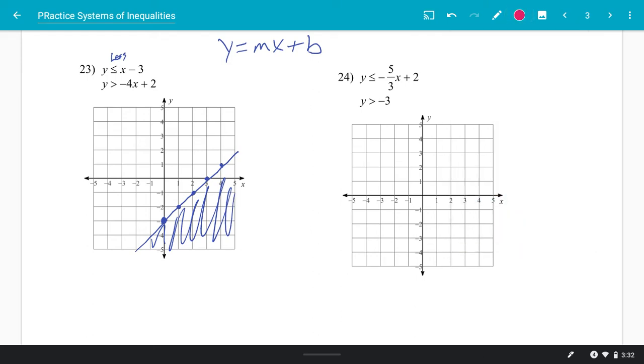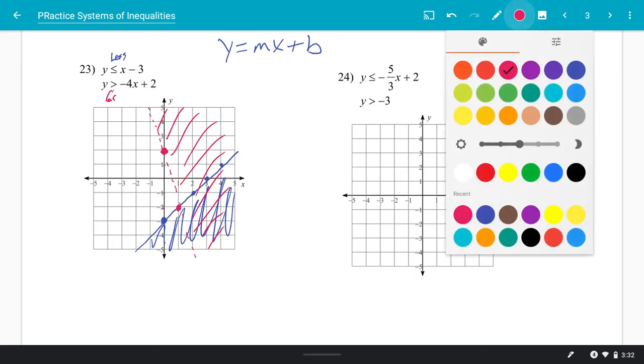Doing my other line in red, I can see that my y-intercept is 2. My slope is -4, so I'm going to go down 4, 1, 2, 3, 4, and over 1. And it's going to be a dotted line. And I finish by putting my point on the y-intercept and reading the sign that says greater than, so I would shade above that line.